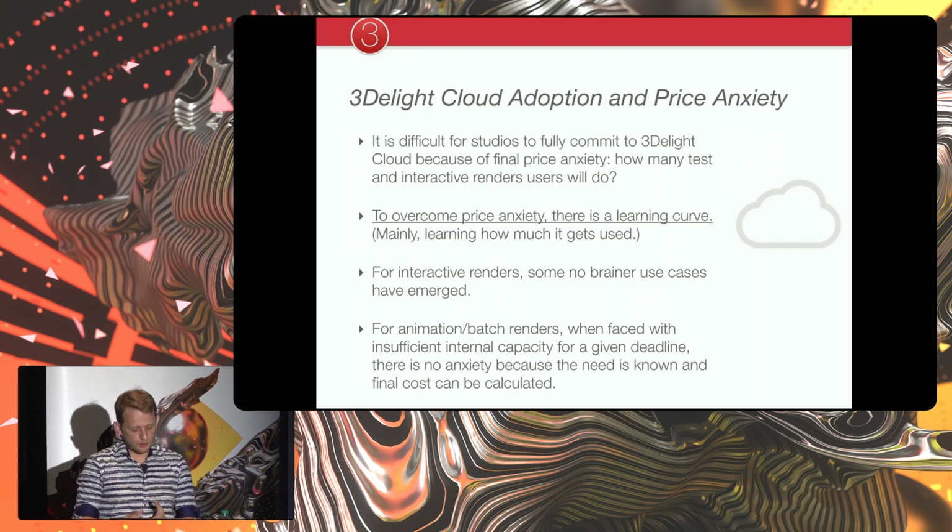And for interactive renders, some no-brainer use cases have emerged. For example, our clients render posters. If they have a poster to render which is like 64K by 64K square, they want to have it in 5 minutes. They will pay whatever, $2, $3, and they'll have the poster, done in less than 5 minutes for sure. For animation and batch renders, when you're faced with a deadline, there is no such anxiety because the need is known and the final cost will be calculated. You know how many frames you need, and you know approximately how much a frame will cost, and you can budget it easily. So that's what we want to say about this price anxiety and the adoption.